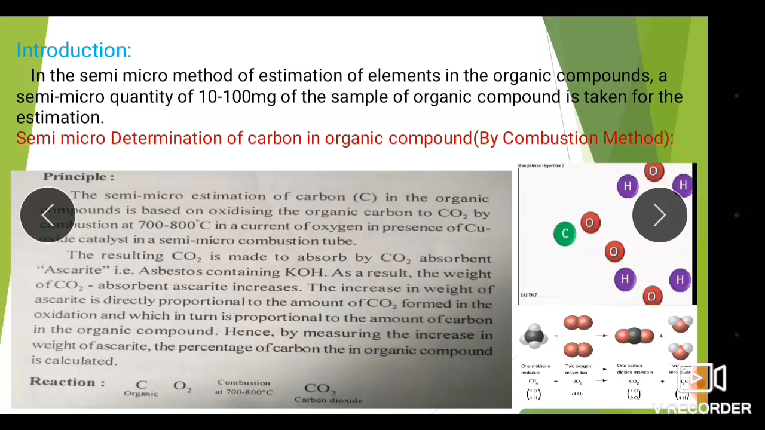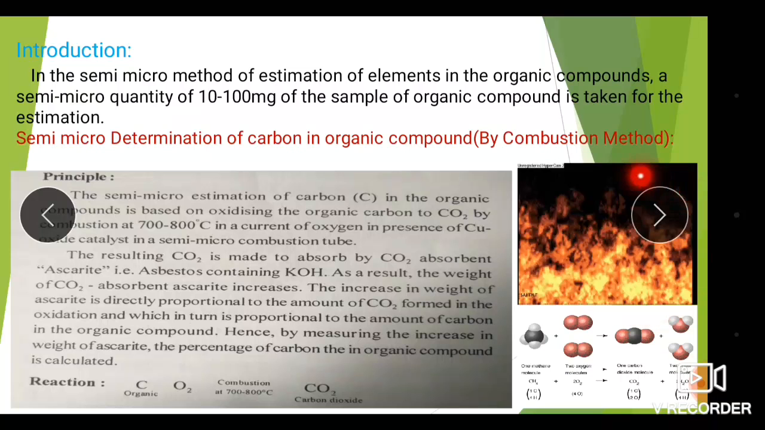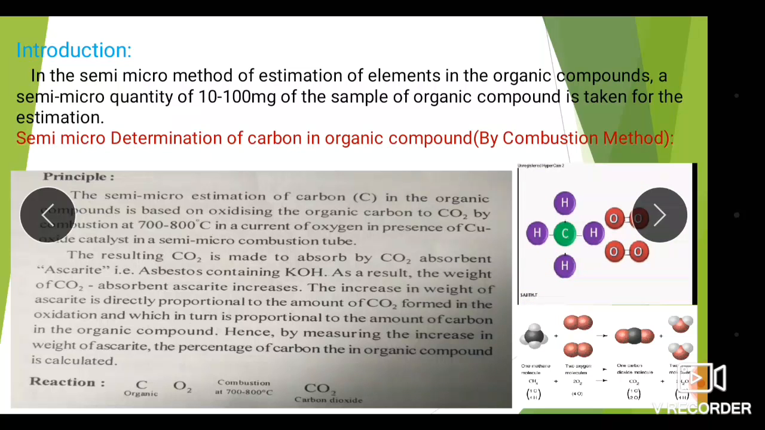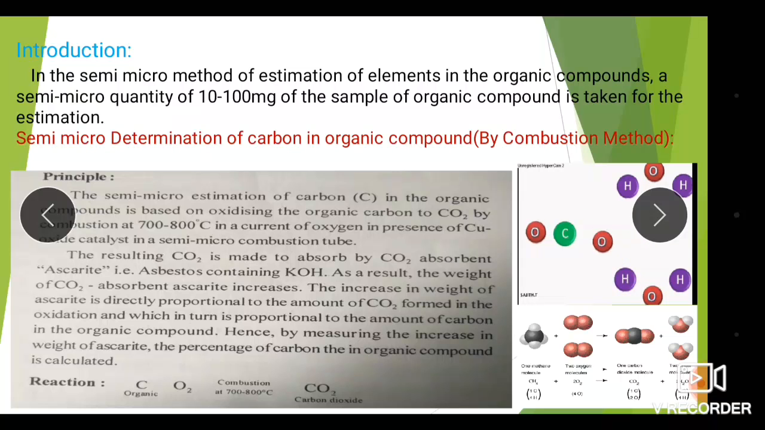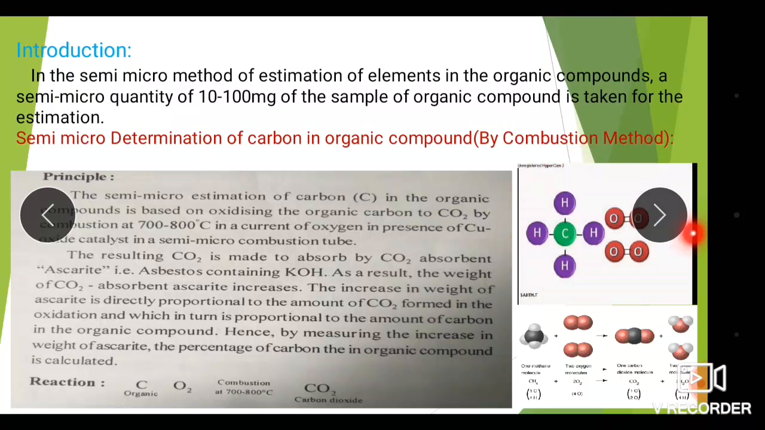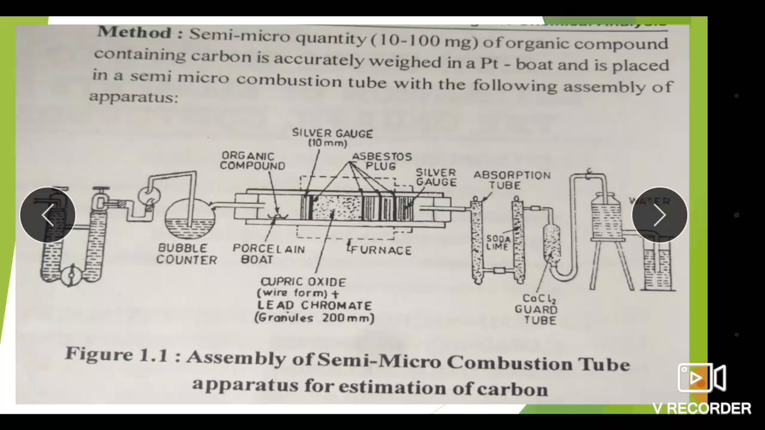Here in the animation I am trying to show how this organic carbon, here methane, is converted into water and carbon dioxide. How these atoms get rearranged after the combustion. This carbon is converted into CO2, and this hydrogen combines with oxygen to form a water molecule. So such a type of combustion reaction also happens. So what is the method used for this combustion, that is the combustion method for the estimation of carbon?